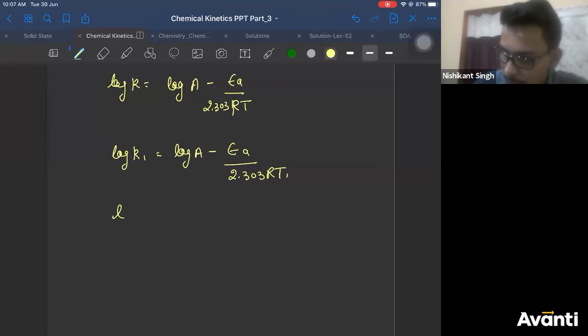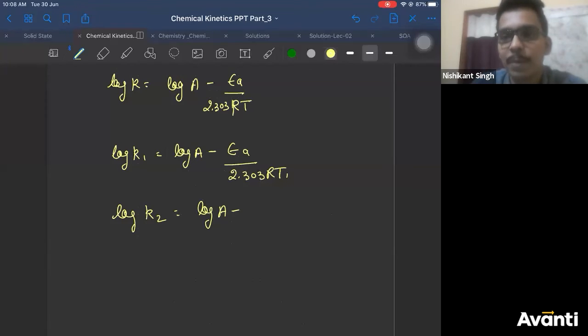And at T2 temperature, this is when your temperature does not change by a multiple of 10. If it changes by a multiple of 10, it becomes 2 to the power n. If it does not change by a multiple of 10, like 305 to 307 Kelvin, only 2 degrees Celsius change, then you need to use this. EA by 2.303 RT2, right?